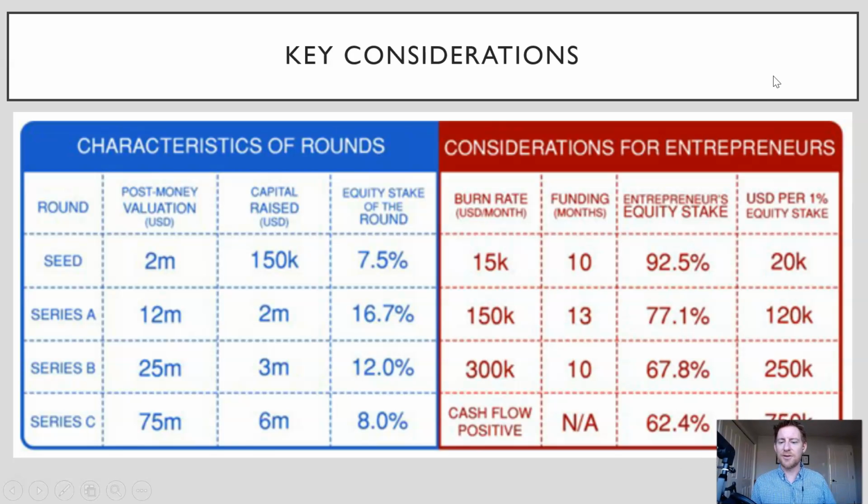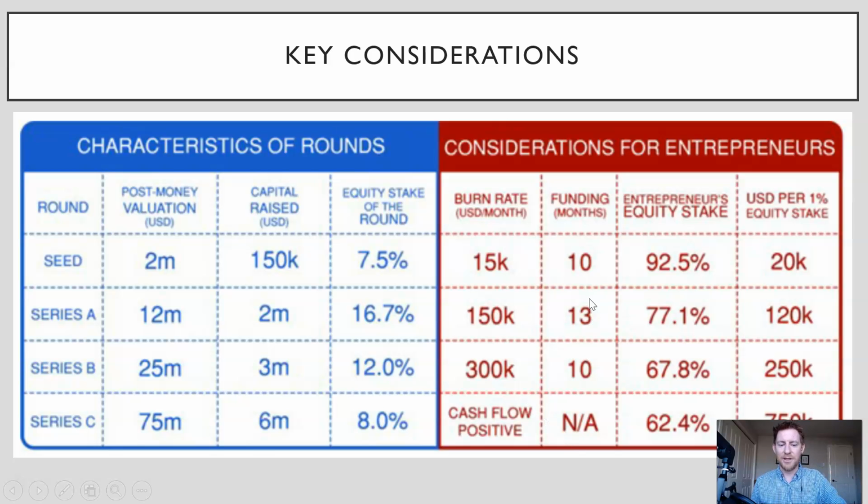So, key considerations. We've got the characteristics of the rounds in blue. So we've got which round it is, seed, A, B, C, the valuation going in, how much capital they're raising, and then the equity stake of each investment round that the investor earns. If you're the entrepreneur, you're thinking about your burn rate. How much cash are you burning every month? And how much runway does the capital raised give you?